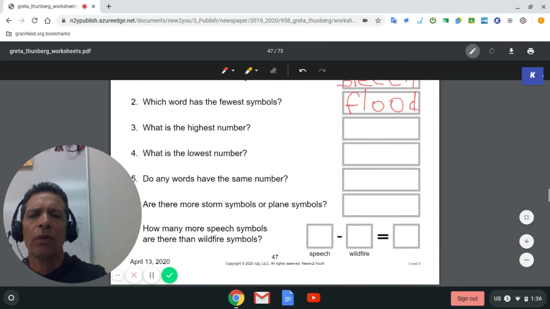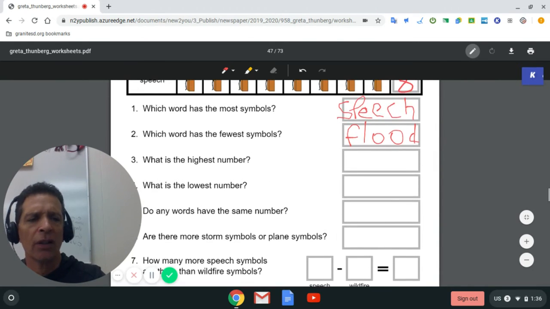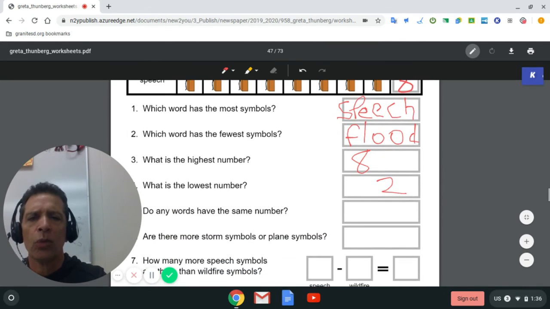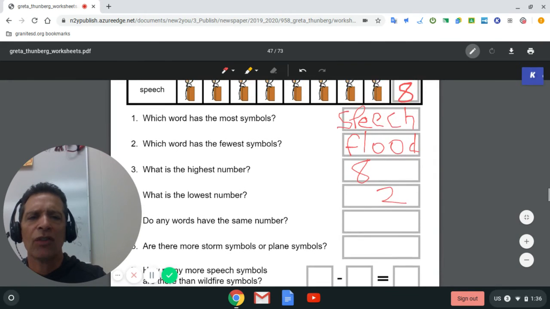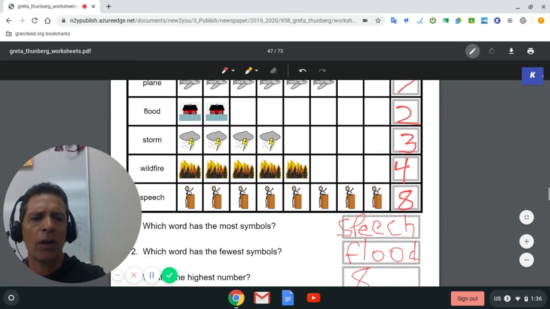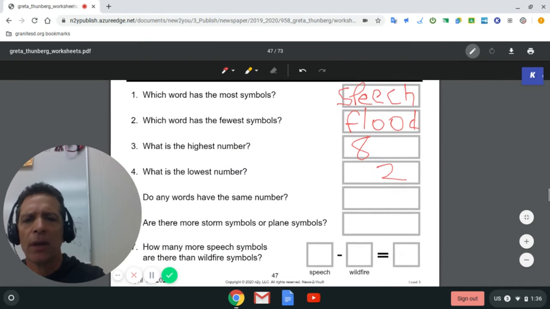Okay, number 3. What is the highest number? It means the most. And what is the lowest number? The highest number is what, Aaron? 8. And the lowest number is what, Dominic? Smallest amount is 2. Okay. The next one. Do any words have the same numbers? No, they're all different. So you write no there.